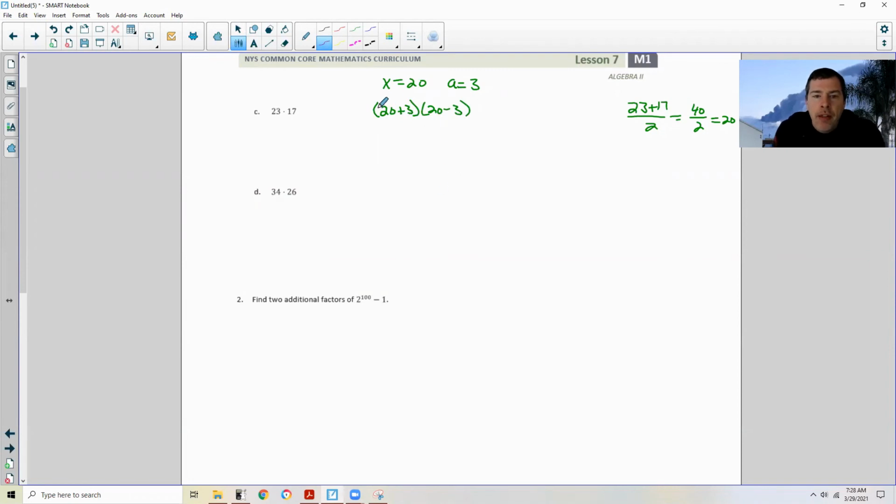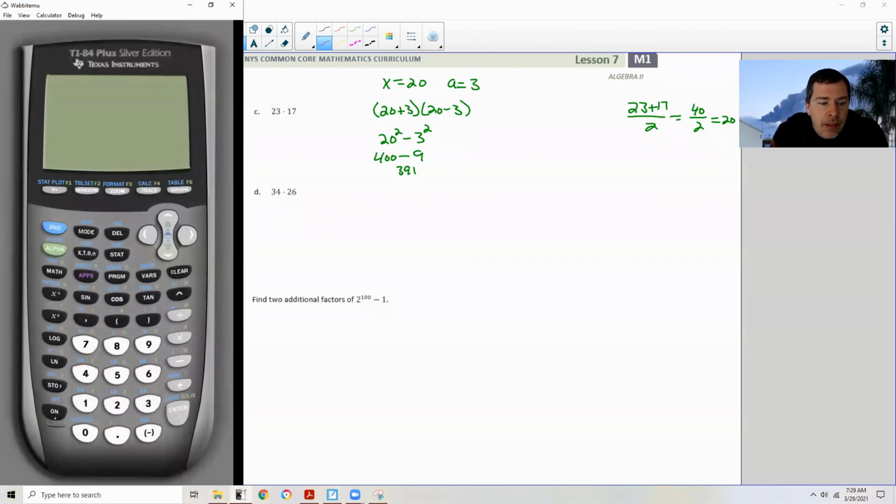Okay. Now that I know that I have x plus a times x minus a, I know that's equal to x squared minus a squared. So 20 squared minus 3 squared is 400 minus 9, which is 391. So 23 times 17 is 391, and I can check this.